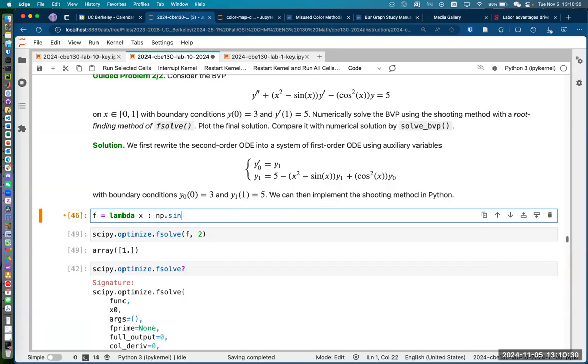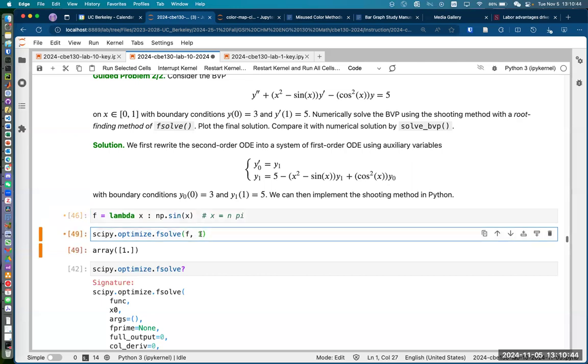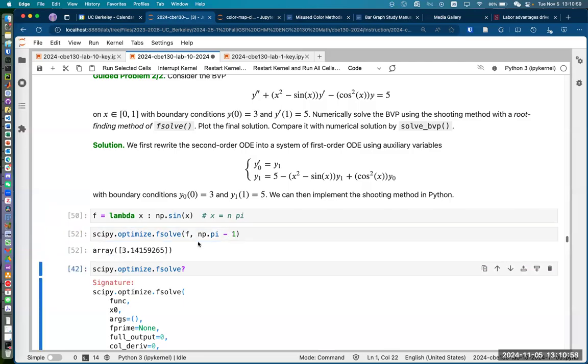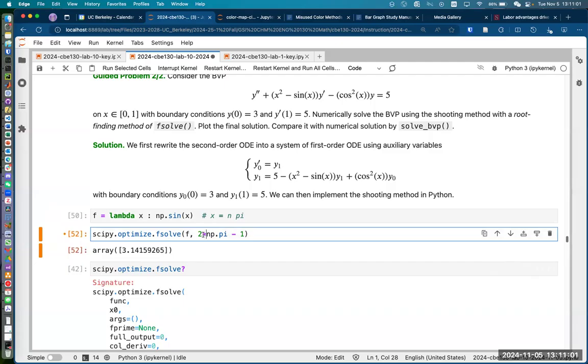So if I do sine of x, we know that when x is equal to n pi, where n is an integer, it's equal to 0. But if we supply this to fsolve, it will only give us one answer. And your initial guess will determine which final answer it will give. So if you give it something very near pi, it will give you the solution at pi. If you give it a solution that's near 2 pi, it will give you 2 pi, etc. So your initial guess here matters for the fsolve.